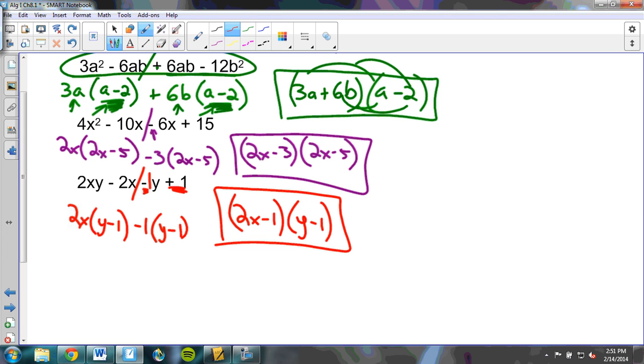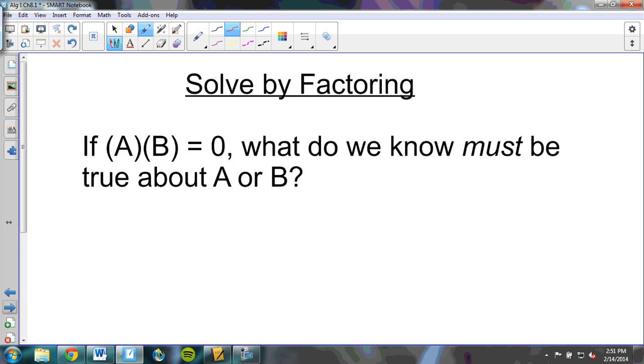Beautiful. We've been doing all this factoring so we can start to solve some things. Yeah.